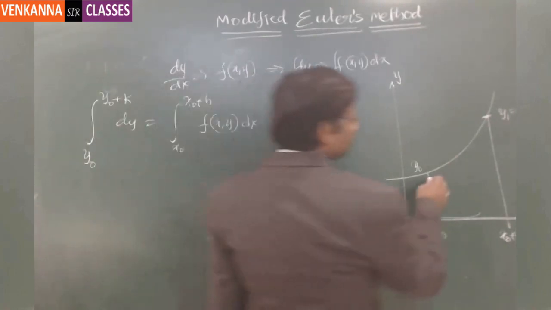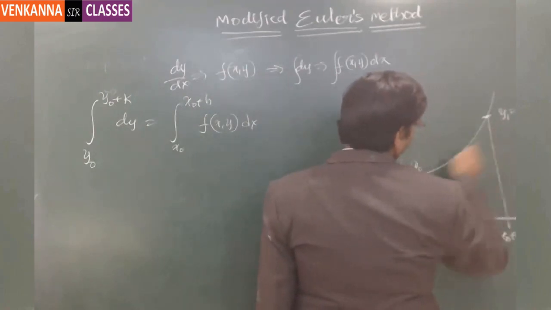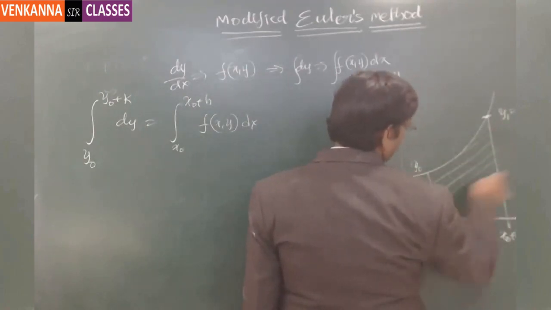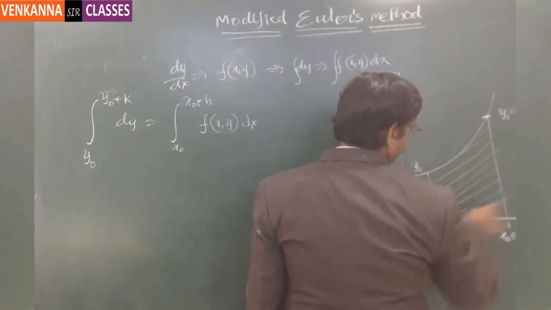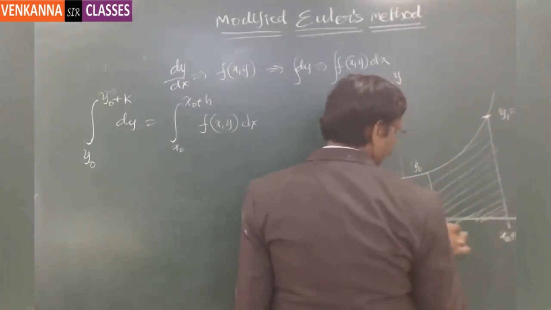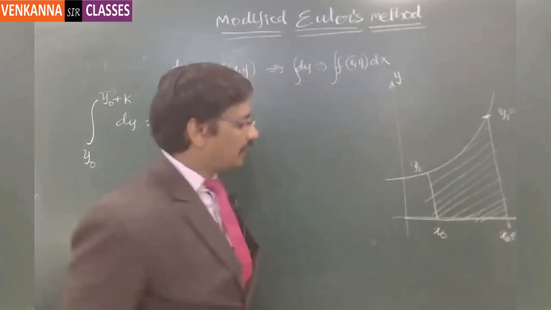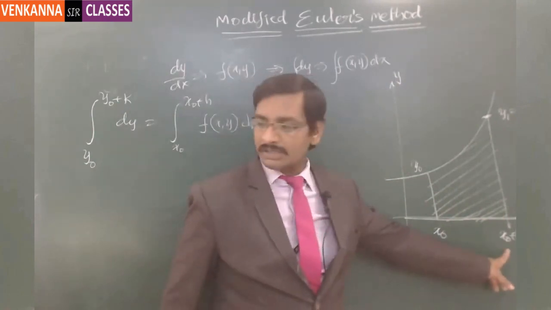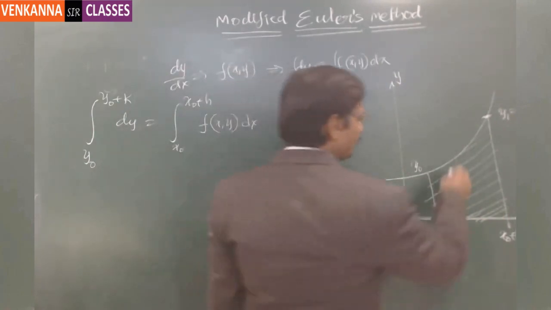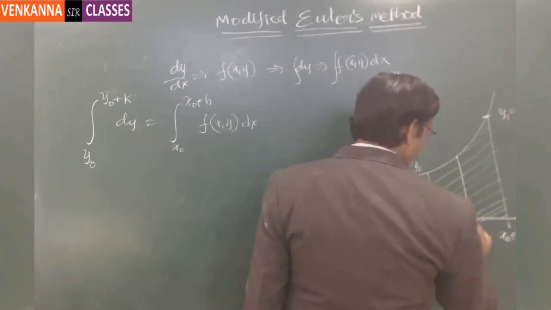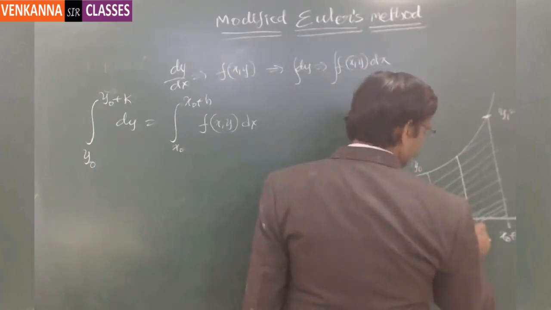That means this is the area. So this area is the value of the integration for us. Now this area we can find out with the help of Simpson's one-third rule, by dividing this x naught to x naught plus h as two different intervals, by taking the midpoint here, which is at x naught plus h by 2.